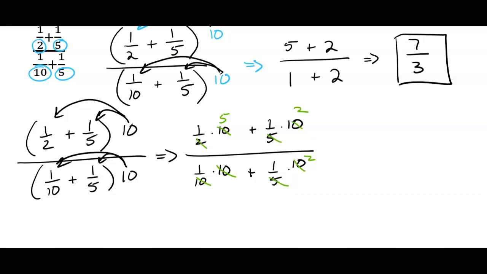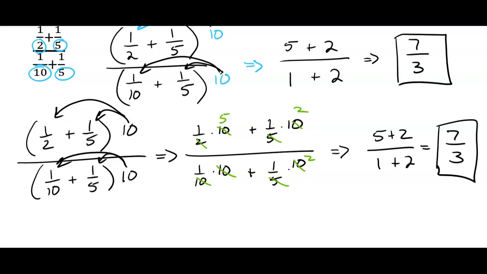So it's kind of messy, but then you're going to have just the 5 plus 2 over the 1 plus 2, and so you get the 7/3. So maybe that was a little bit easier to see what was going on. Okay, but remember with the LCD method, the goal is to get all those little denominators to cancel.